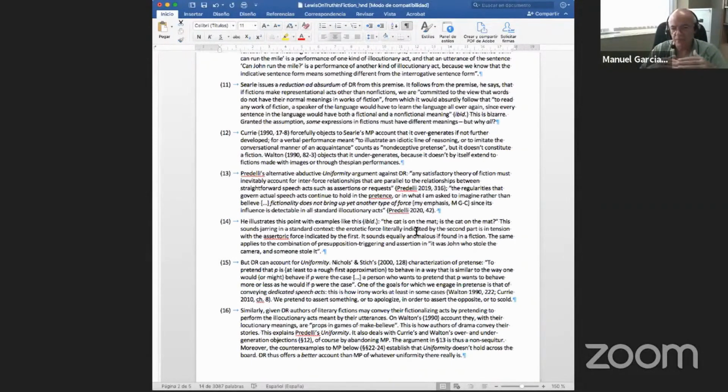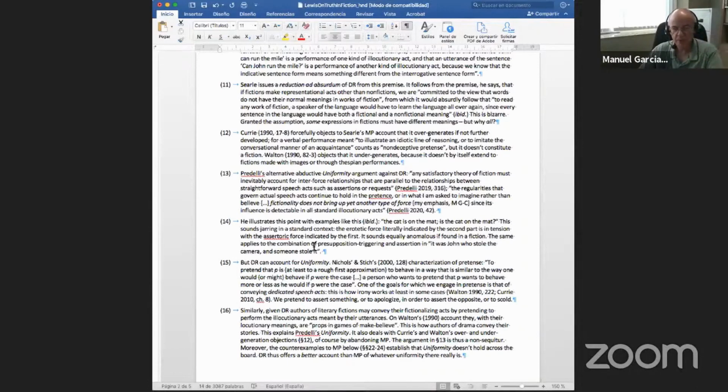There are these interforce relationships in discourses that any theory should account for. And the problem, he points out, is that we find exactly the same regularities that govern actual speech acts, that govern non-fiction discourse. We find them in fiction. So this is his reason to agree with Currie that fictionality does not bring up yet another type of force, because there is no significant interforce relationships difference between non-fiction discourse and fiction discourse.